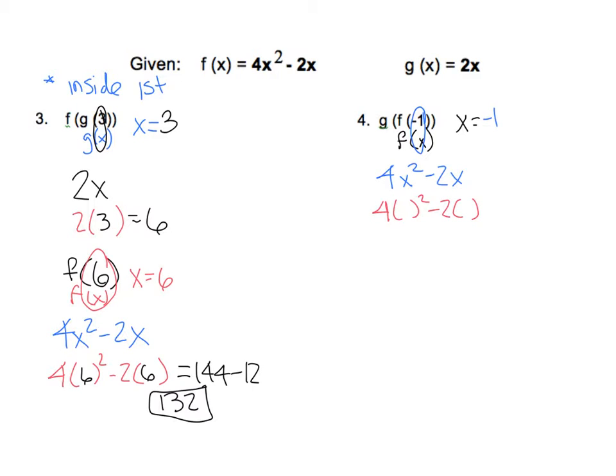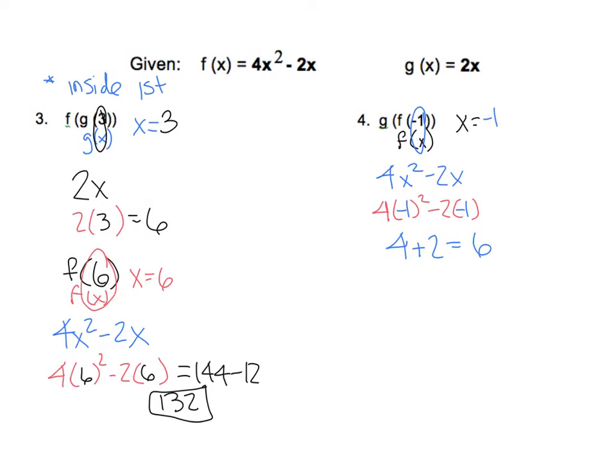All right, so we get 4 times negative 1 squared minus 2 times negative 1. All right, negative 1 squared is negative 1 times negative 1, which is positive 1. 4 times positive 1 is 4. Negative 2 times a negative 1 gives me a positive 2. So you get 4 plus 2, which equals 6.